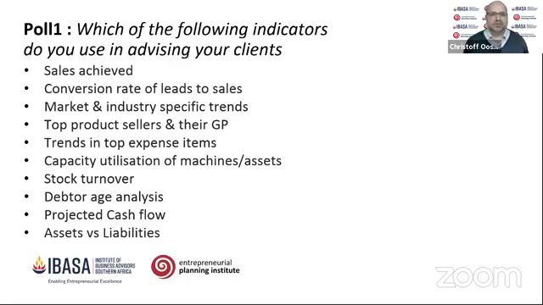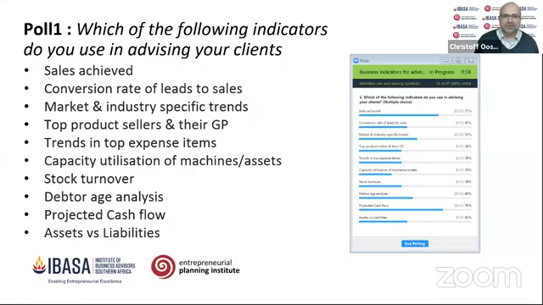financial information. So sales achieved, conversion rates in terms of leads, market and industry specific trends, top product sellers, trends in expenses, expense items of the business, capacity to utilize the assets that the business has, stock turnover, debtor age analysis, projected cash flow, and assets versus liability. There are, of course, a bit more, but we're only limited to 10 options.